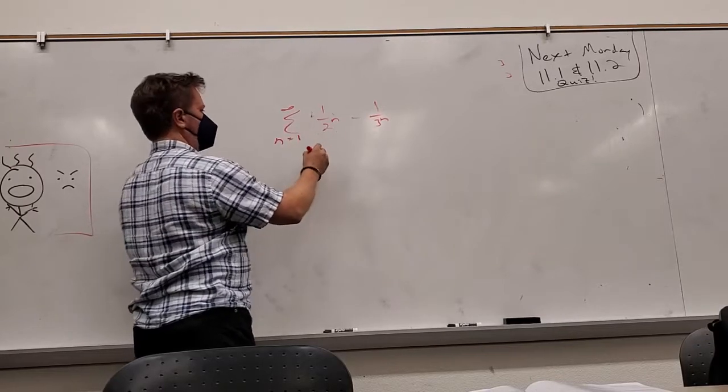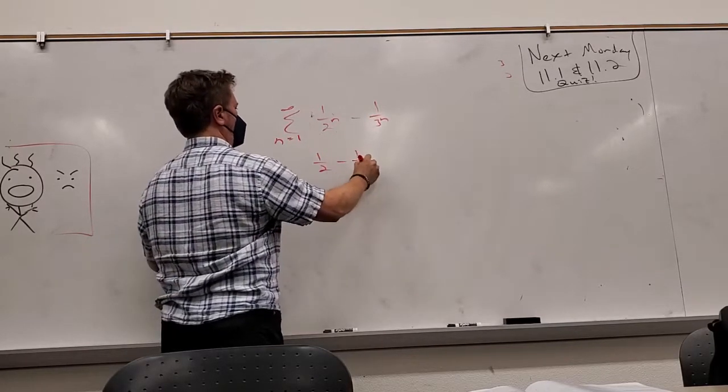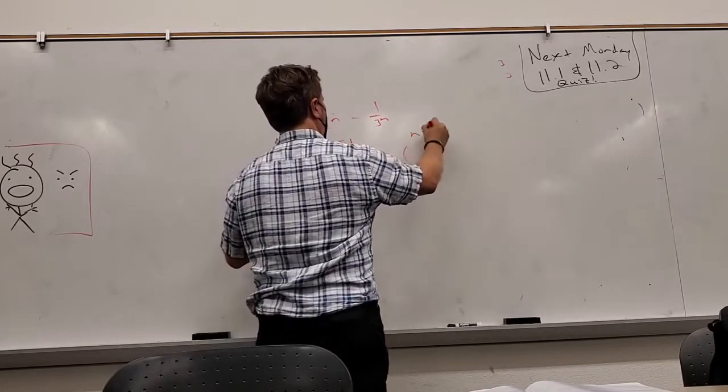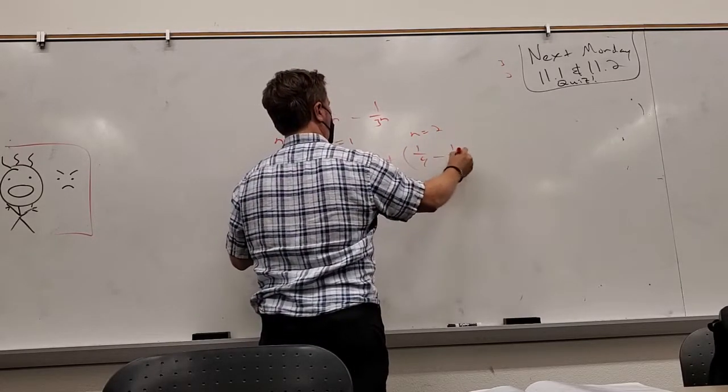Right, start on writing it out. So what do you get? 1/2 minus 1/3, right? For n equals 1. What would it be for n equals 2? 1 over 4 minus 1 over 9?